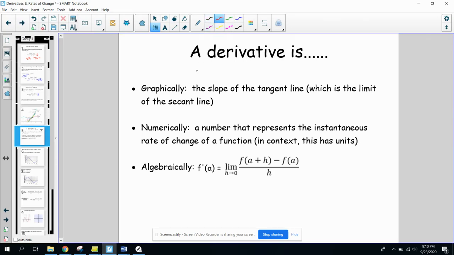So what a derivative is, graphically, it is the slope of the tangent line, which is the limit of the secant line. Numerically, it's a number that represents the instantaneous rate of change of a function. So in context, it has units. And then algebraically, it's this f prime of a, and the little apostrophe you say prime, so f prime of a, which is the derivative, is equal to the limit as h approaches 0 of f of a plus h minus f of a over h.